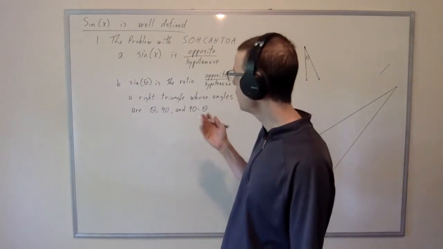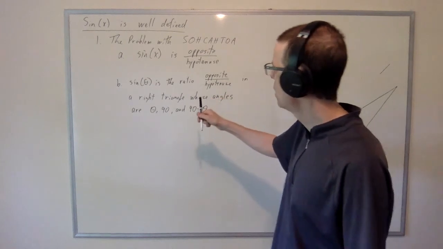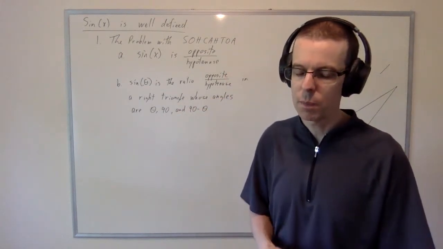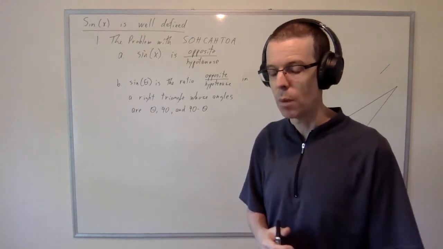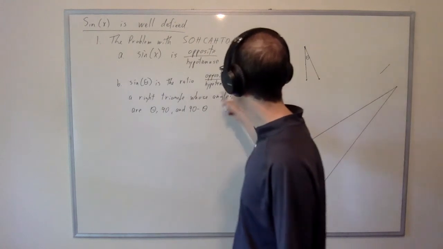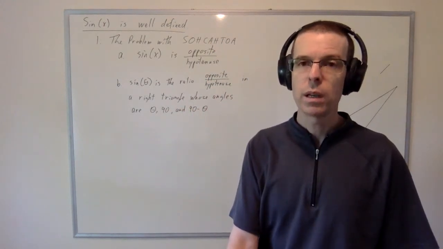And as a definition, it has a problem. The problem is it refers to a right triangle without telling us which one. And let me explain why this is a problem. It's a problem of well-definedness. So sine theta is the ratio opposite over hypotenuse in a right triangle. In order to calculate sine theta, then, we need to have a right triangle.